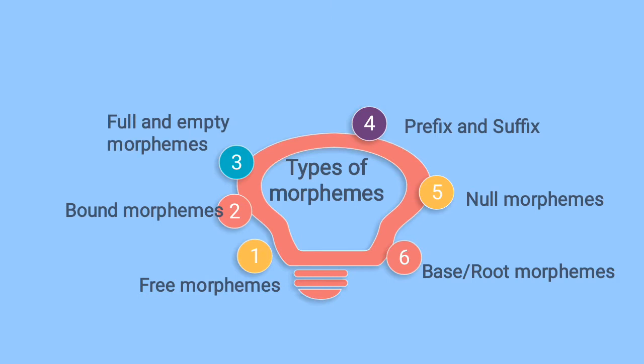So we have the types of morphemes. There are so many types of morphemes, but just to mention a few. We will start with free morphemes. Free morphemes is a type of morpheme, and also we have bound morphemes, full and empty morphemes, prefix and suffix, null morphemes, base or root morphemes. So we have these as types of morphemes.